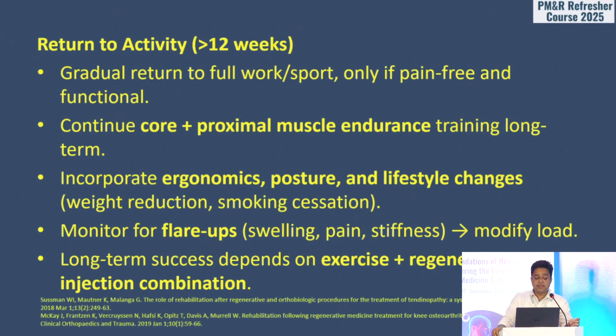Return to activity: gradual return to full work or sport only if pain-free and functional, after around 3 months. Continue core and proximal muscle endurance training for the long term, and we always incorporate ergonomics, posture and lifestyle changes like weight reduction, smoking cessation, and monitor for any flare-up like swelling, pain, stiffness. Modify your exercise or rehab protocol, and long-term success always depends on the combination of exercise plus regenerative injection.